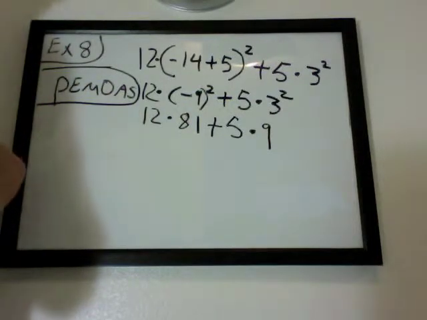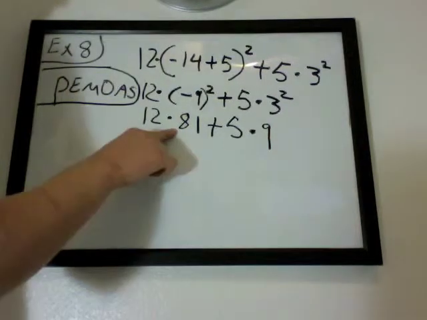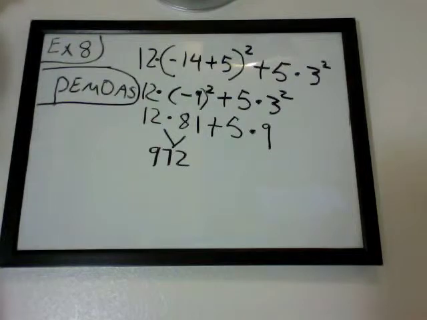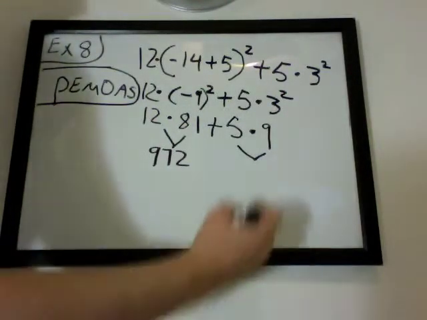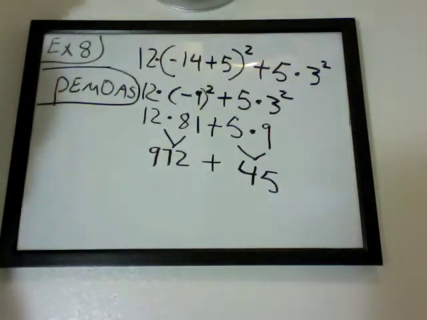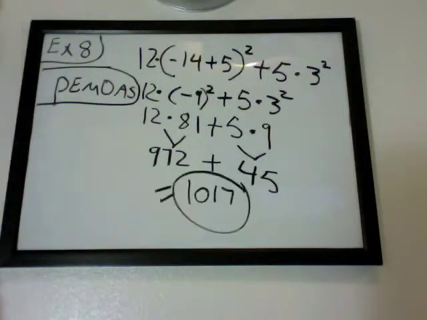Left to right. We don't have any division, so let's just do the multiplication left to right. Multiply the 12 times the 81, you get 972. And let's go ahead and take care of the other one. 5 multiplied by 9, you get 45. And then just bring down your addition sign, because you're still adding them together. Now add them together, and you get 1017. And that would be your final answer.